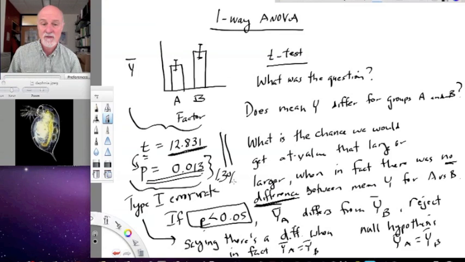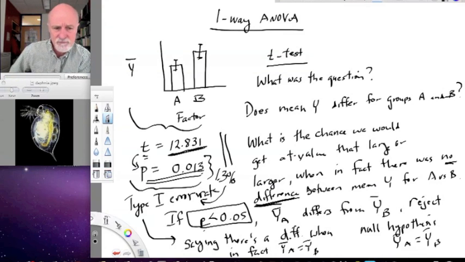1.3% chance is our type 1 error rate, as indicated by this probability of 0.013. All of this has to do with how we interpret our t-test.